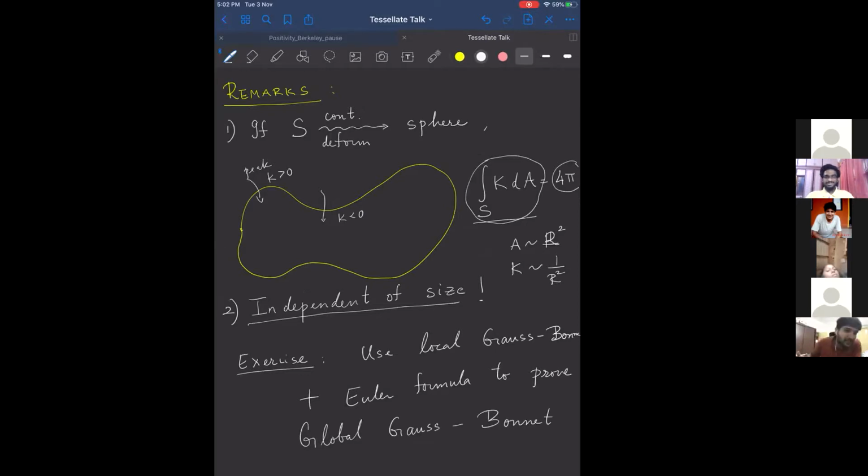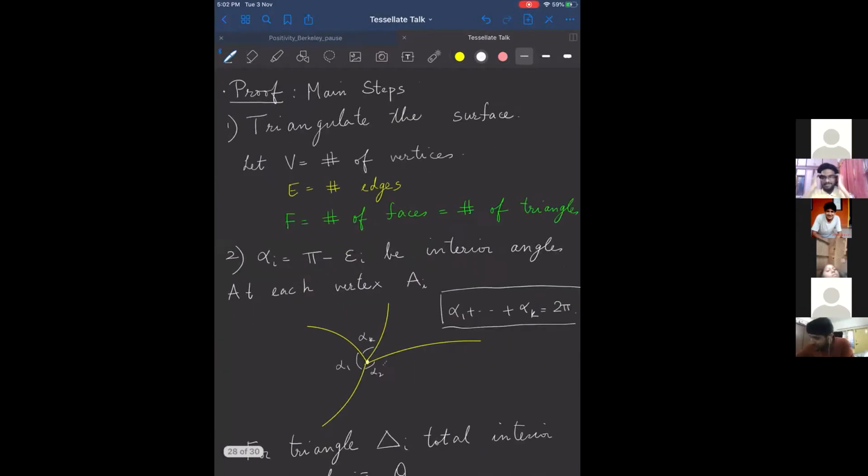Okay, so it's basically like a counting problem. The idea is that you triangulate your surface, and then on each triangle you apply the local Gauss-Bonnet and do a very careful counting. That's essentially the proof. Okay, so maybe I'll stop here.